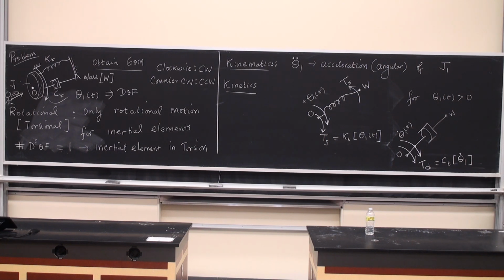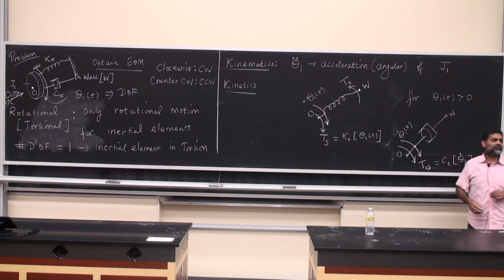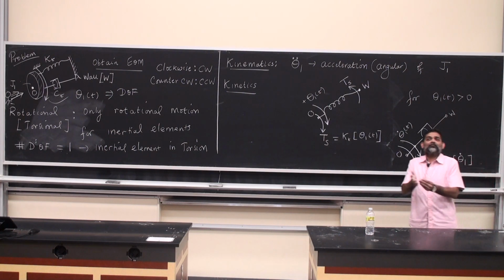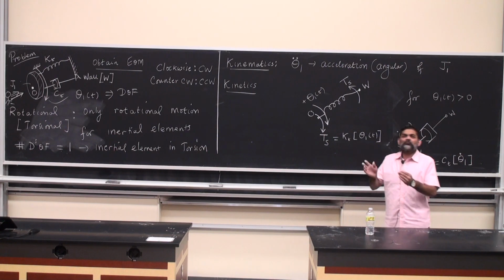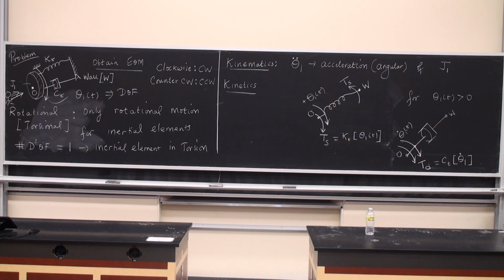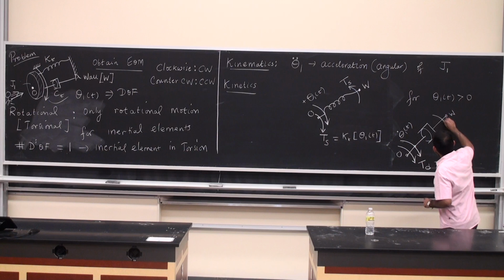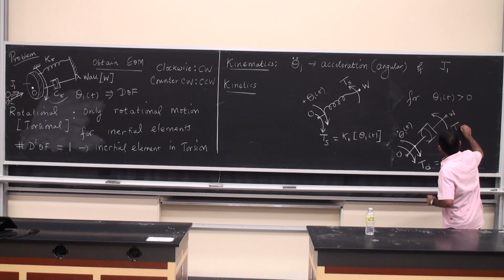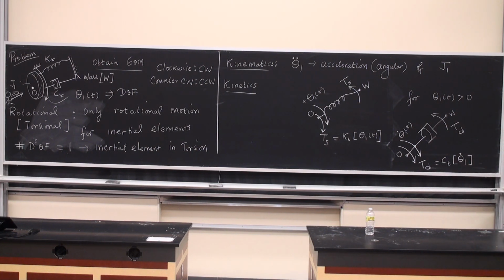Make sense? Same idea. If you do the spring, the dampers just follow suit. You just need to change the theta 1 to theta 1 dot. That's all. No thinking required. And obviously this has to be in equilibrium, so I have to put an equal and opposite torque right there. All right.